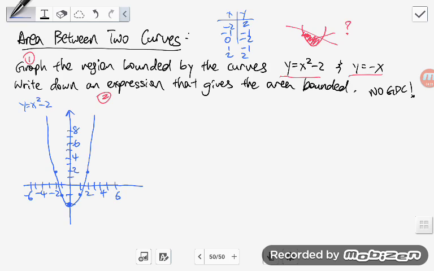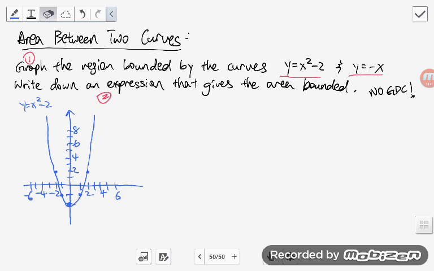Now for my y is equal to -x, I can erase the table now. I don't need any of that. For y is equal to -x, my y-intercept is 0 and my slope is negative 1. So I will have this. Let me do that better. When my x is -2, I will have +2, so there's an intersection there. When my x is equal to 0, I have a 0. When my x is equal to 1, I have -1, so that's good.